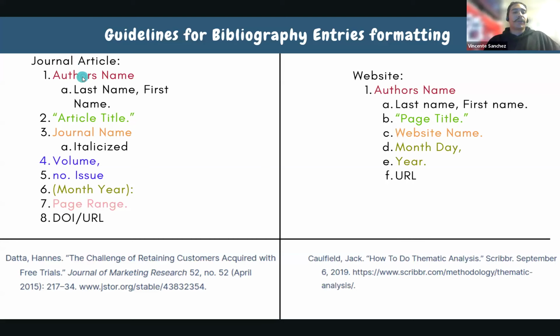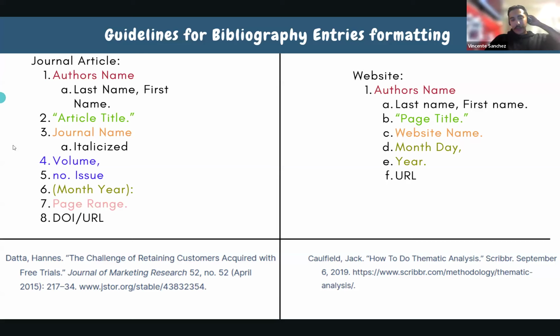And then for a journal article, it's kind of the same, a little, but it's also a little bit different. So we're going to have the author's name, once again, the last name, first name. And then we're going to have the article title in quotations, followed by the journal name, which is going to be italicized. And then you're going to have the volume, the issue number, and the month, year, and then the page range, and then a DOI.